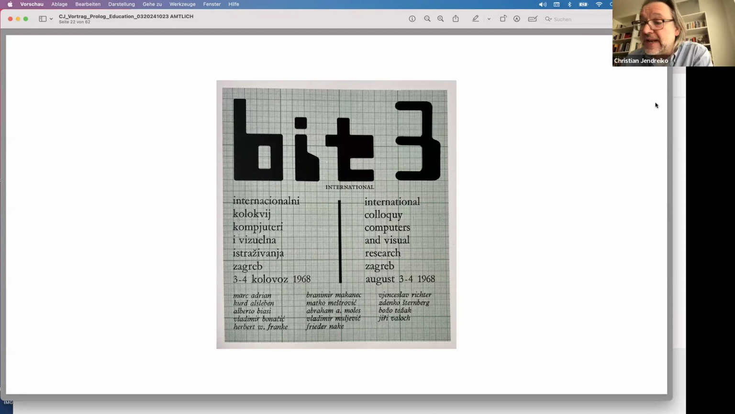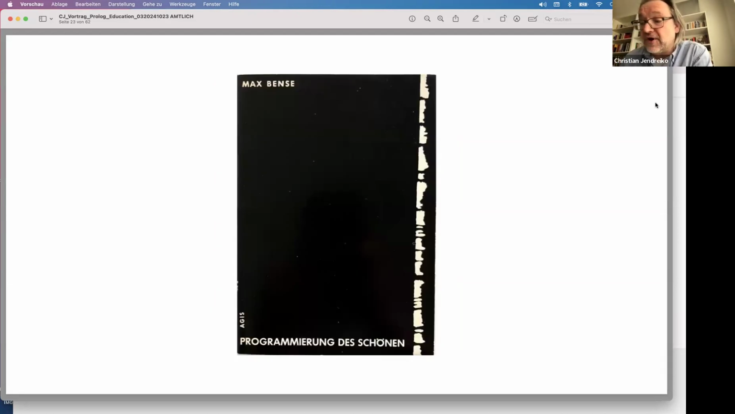Let me try to explain it by bringing in some thoughts that Max Bense laid down in books like the one you can see here, Programmierung des Schönen, from 1960. You can roughly translate it into Programming Beauty or How to Program Beauty.